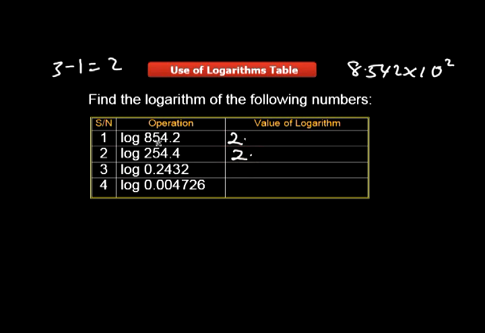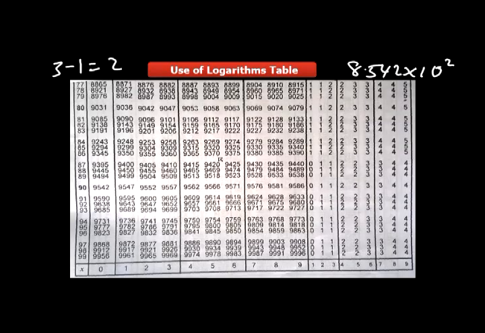So let's check the 4-figure table. Let's check the logarithm of this. This will be 85 under 4 difference 2. You look for 85 here. This 85, under 4. Trace it from the bottom there. 85 under 4. That is 9315.